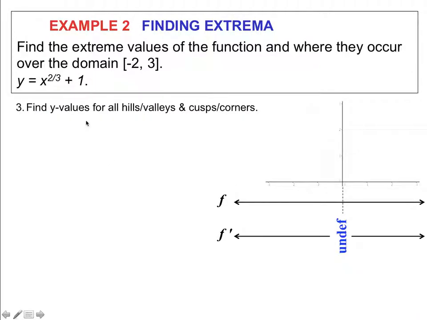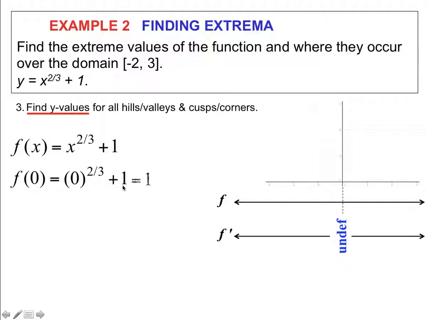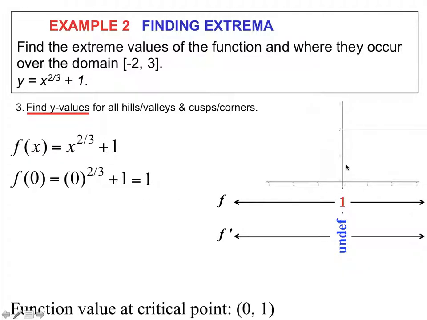So let's find the y value. We only have one location where we need to find the y values, and that's when x is equal to 0. So when x is equal to 0, the y value is 1. And so we know that we have a critical point at (0, 1) right here. So that's our critical point.